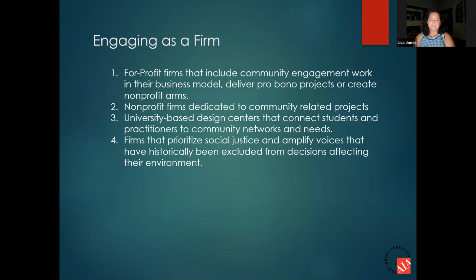Engaging as a firm. Some examples of how a firm can be engaged in communities include for-profit firms that include community engagement work in their business model, deliver pro bono projects or create nonprofit arms, nonprofit firms dedicated to community-related projects, university-based design centers that connect students and practitioners to community networks and needs, and firms that prioritize social justice and amplify voices that have historically been excluded from decisions affecting their environment.